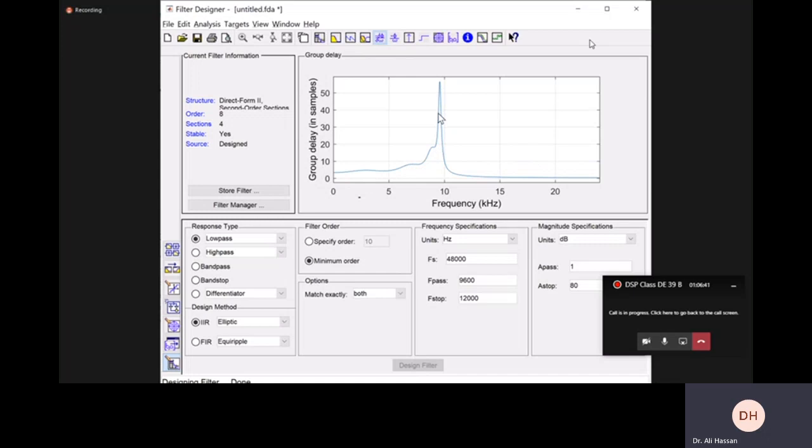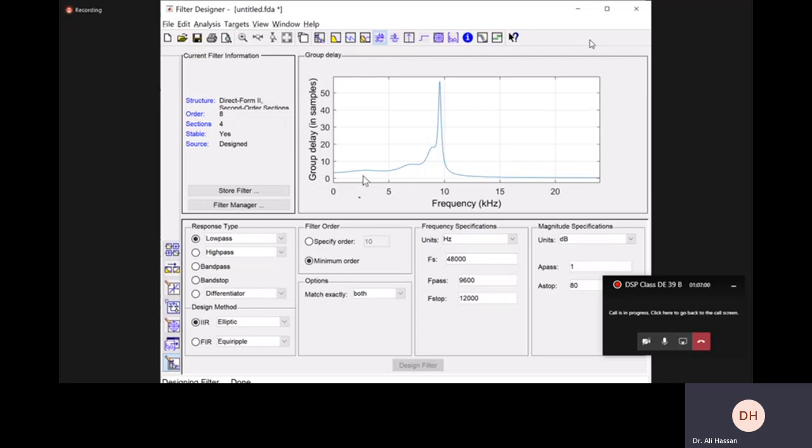Like there will be some frequencies, they will be delayed by 50 samples. Then there are going to be some frequencies which will be delayed by 40. Then there are few which will be delayed by 30, 20, 10. And there will definitely be few frequencies which will be delayed very little.